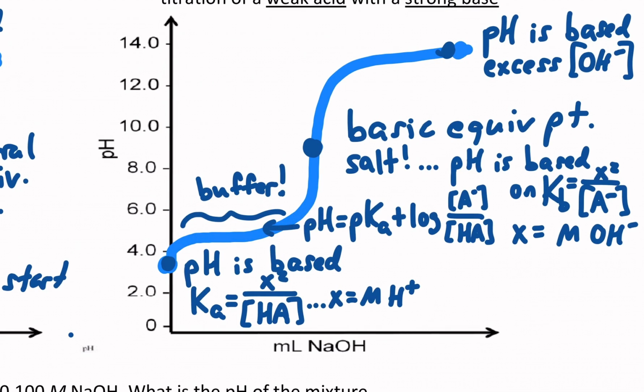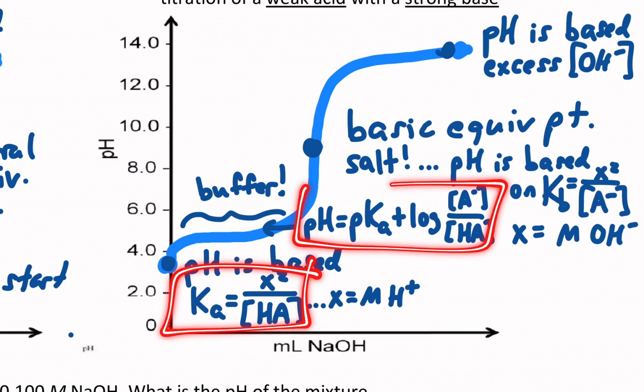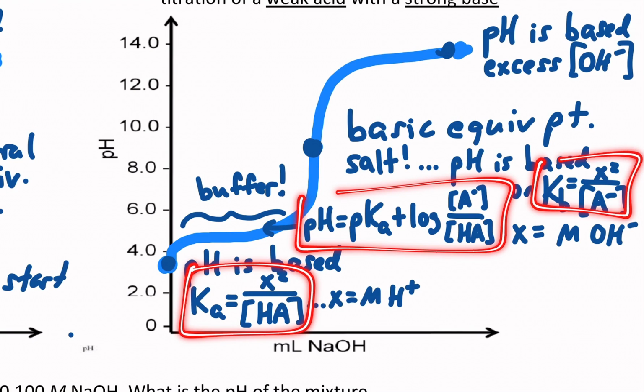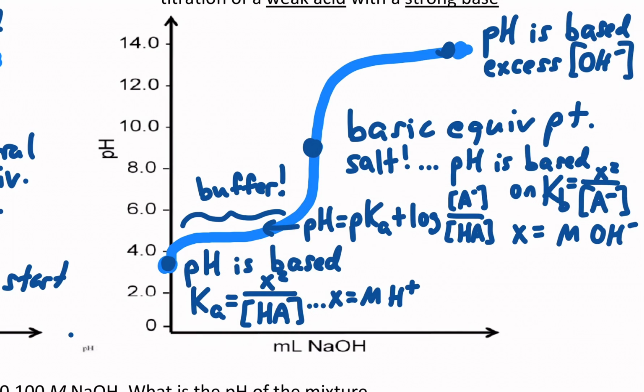So those 4 points of the titration curve we're going to see today, but hopefully you'll realize, oh, it's just a review of everything we've done before. Regular old weak acids, buffers, salts, and even strong acids and bases.